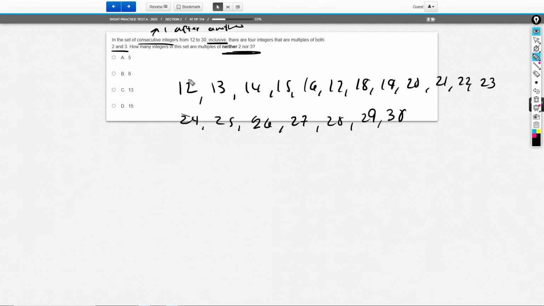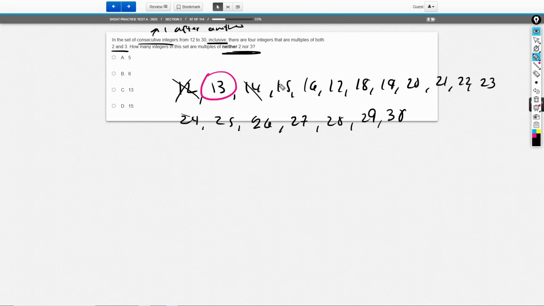So let's ask ourselves, is 12 divisible by 2? Yes. Divisible by 3? Yes. 13, is it divisible by 2? No. 3? No. It's a prime number. Can't be divisible by both. All right. 14, it's divisible by 2. So it fails this, right? It's divisible by 2. That means it's even. Even if it's not divisible by 3, it's still divisible by 2. So it's not neither 2 nor 3.